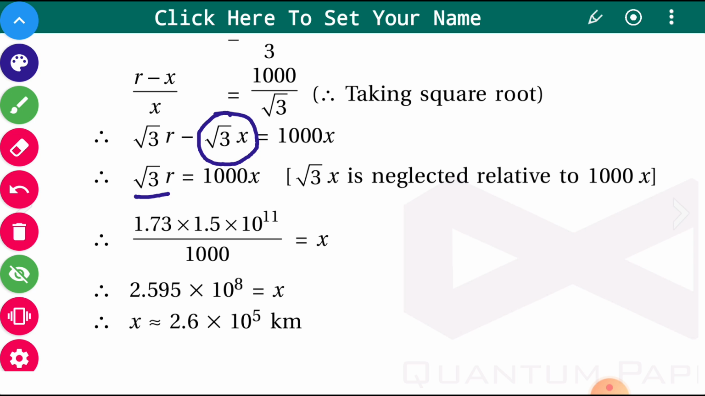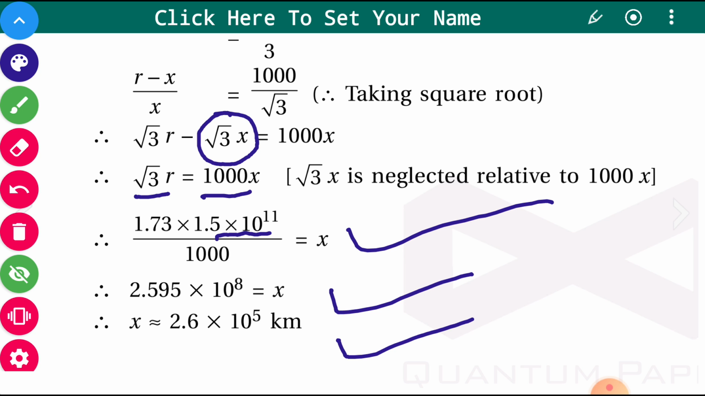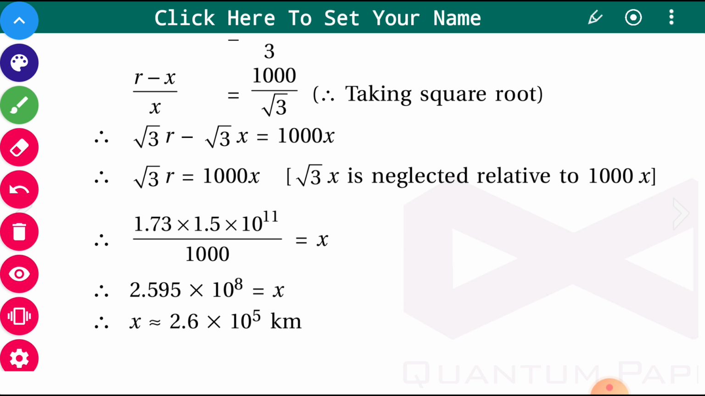So now root 3 r is equal to 1000x, so x will be equal to, root 3 is 1.73, r is given, that is 1.5 into 10 to the power 11, divided by 1000. So x will be about 2.6 into 10 to the power 5 kilometers.